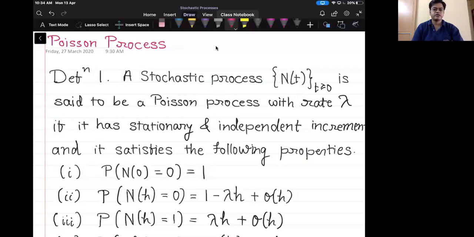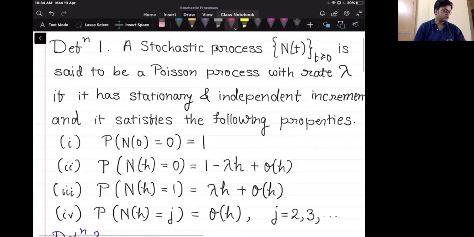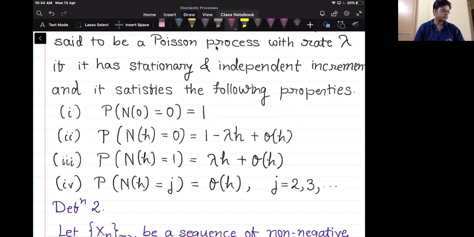So we have said that a stochastic process N(t), t greater than or equal to 0, is said to be a Poisson process with rate parameter lambda if it has stationary and independent increments. Now let us try to understand what happens with this. We say this process is a Poisson process if it satisfies these four conditions.